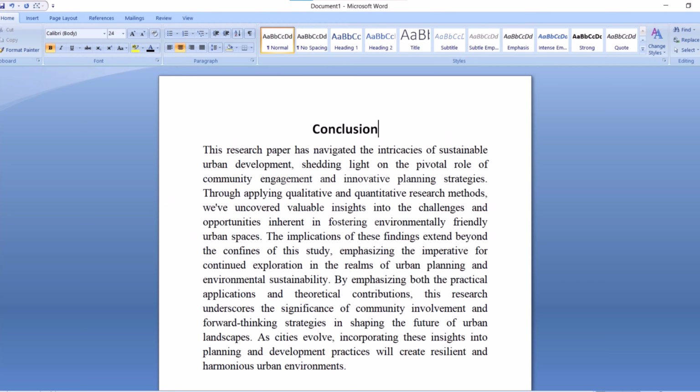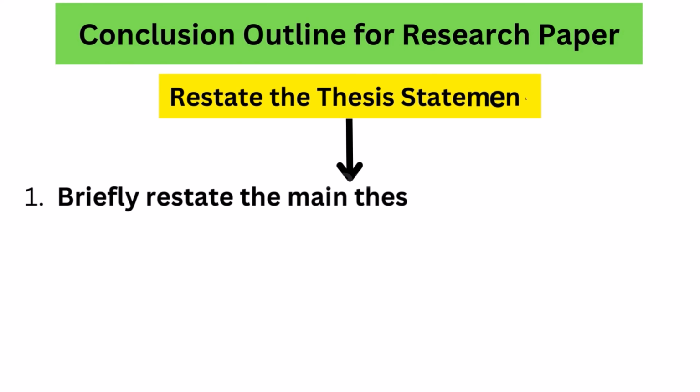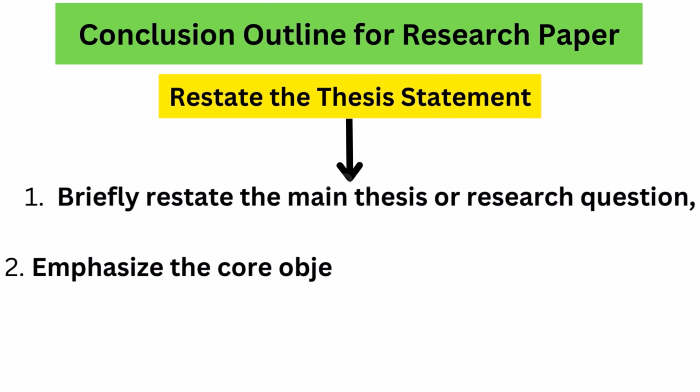Here's a research paper conclusion example. The structured framework in this research paper conclusion outline ensures that your conclusion effectively recaps the essential elements of your research paper and makes a memorable impact on your readers. 1. Restate the thesis statement. Briefly restate the main thesis or research question. Emphasize the core objective or purpose of the study.